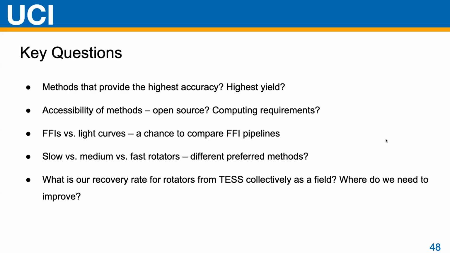The key questions we aim to answer is what methods provide the highest accuracy and the highest yield? How accessible are the different methods? We want to really highlight things that are open source and available to the community. We want to answer the question about whether it's better to start with the FFIs or with the light curves, and how that part of the processing works. We want to look at slow versus medium versus fast rotators and understand how to treat each of these populations effectively. And then we kind of want to summarize, as a field, how are we doing? How much can we actually say we know the rotation periods of these stars, and how can we get more?